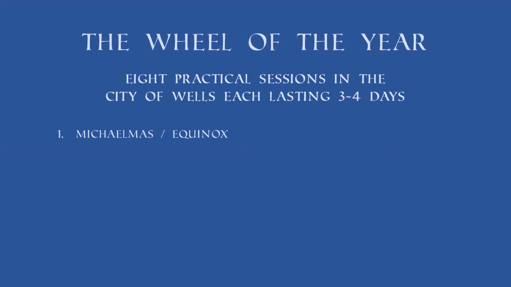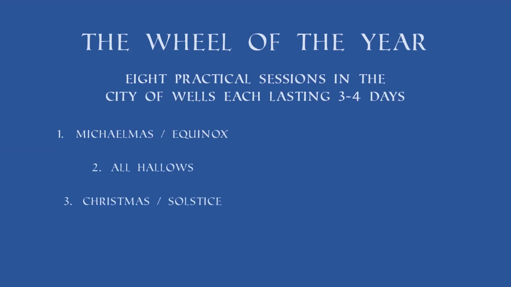Now, these 8 sessions, they're going to be on the 8 points of the year. So, for instance, they'll begin at Michaelmas, which is associated with the autumn equinox back in medieval Christianity. All Hallows is then the midpoint between the equinox and the winter solstice, coming up to All Hallows in a few days' time. Now, Christmas is then associated with the solstice.